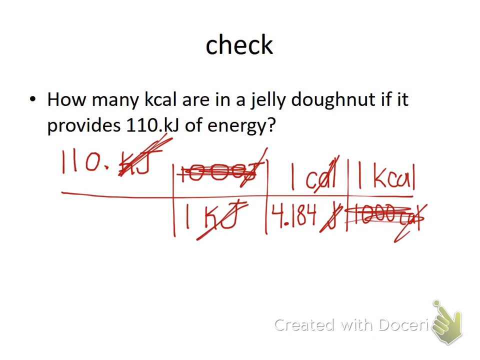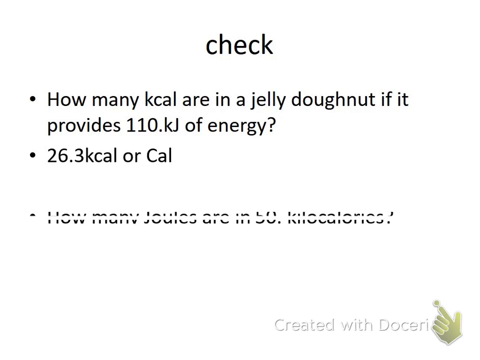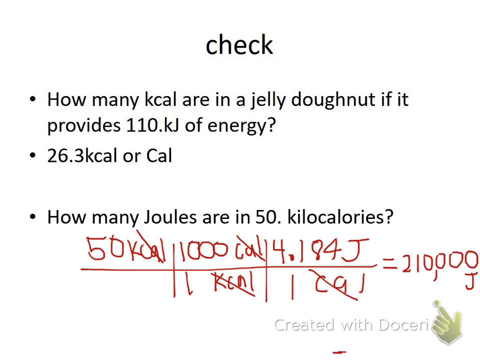What did we get? 26.3. Ooh, very nice. Kilocalories. Excellent. 3 sig figs. Nicely done. How was that? Swell. All right. Let's do one last one. All right. Good job, guys. Looks very good.